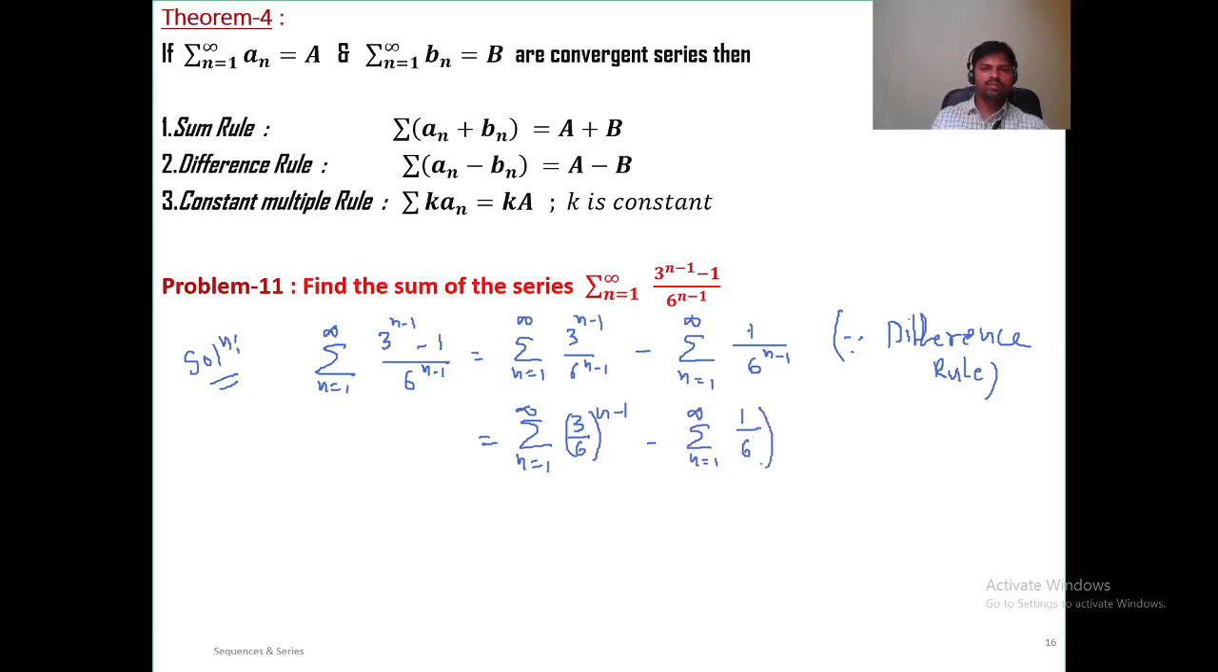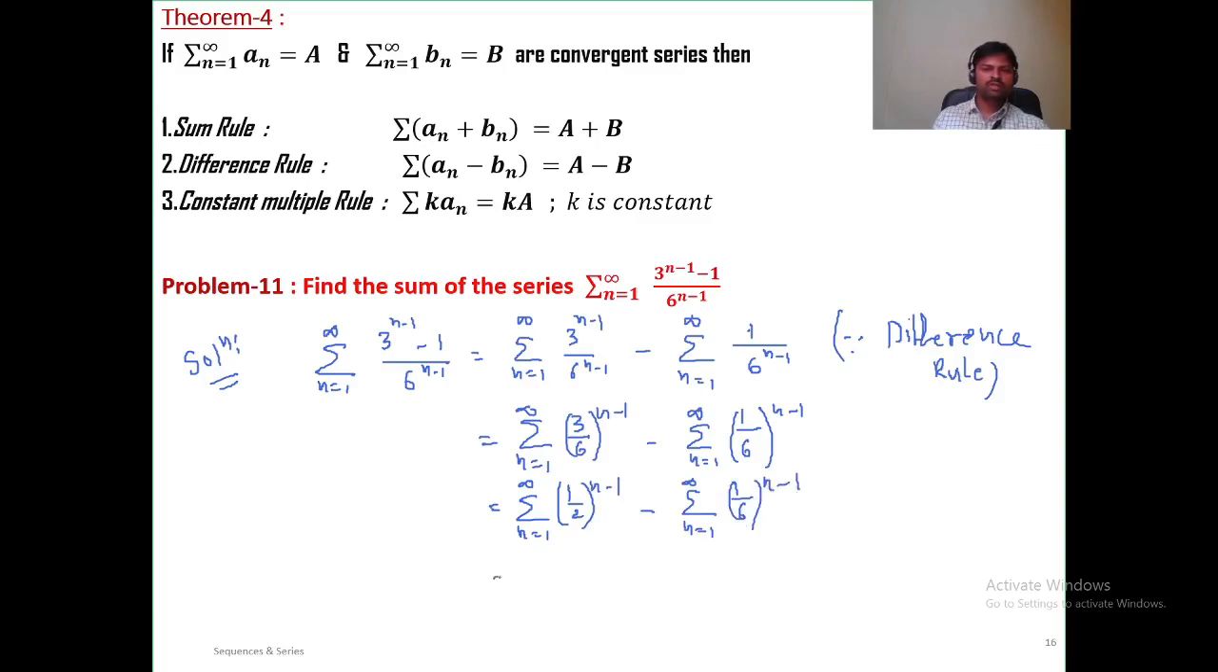Okay, 1 upon 6 whole to the power of n minus 1. Now this is 3 by 6, which means 1 by 2. So right here, series n running from 1 to infinity, 1 by 2 whole to the power of n minus 1, minus series n running from 1 to infinity, 1 by 6 whole to the power of n minus 1.